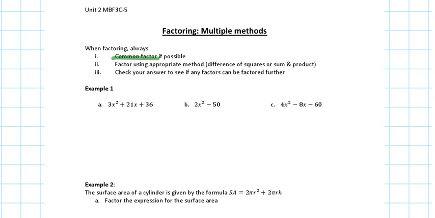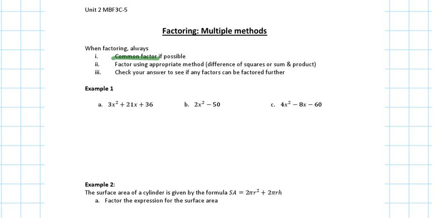Okay? So difference of squares, you must have two terms. They have to be squared and a minus between them. Right? So remember that the difference of squares is the one where you have the binomial, the two terms. And then the other one, which is the sum and product, is the one where you have the trinomial, the three terms, and then you have to find two numbers that multiply to your last term and add to your middle.